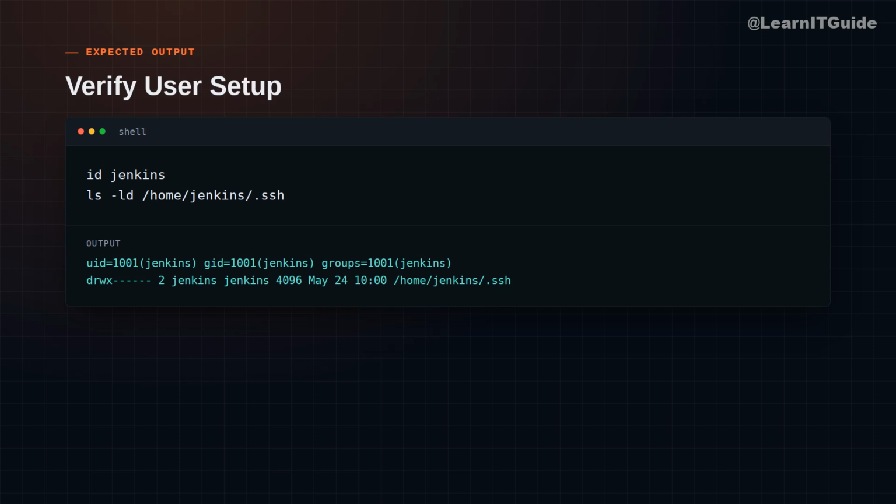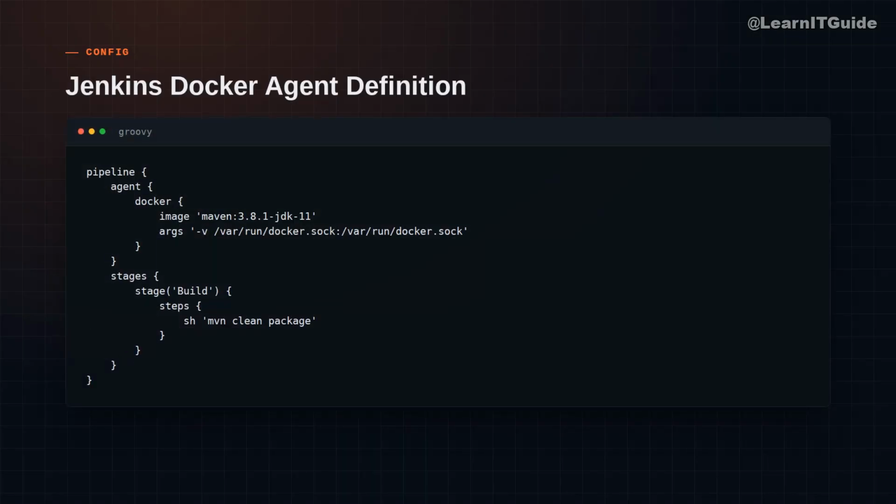This ensures the master can connect without any permission errors. Now, let us look at the modern way to handle this using Docker. Instead of managing permanent servers, we use ephemeral agents.